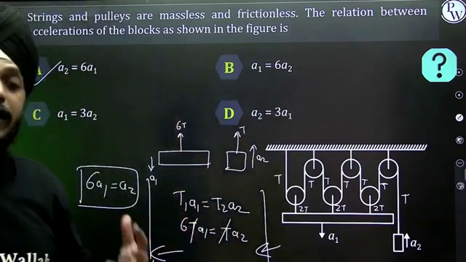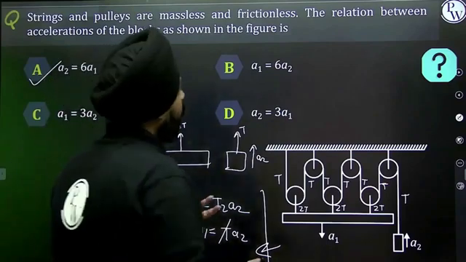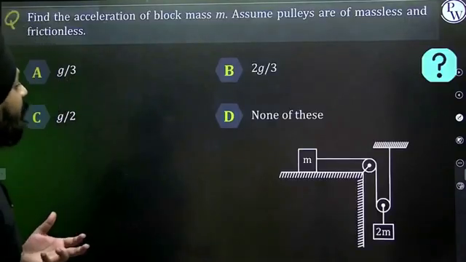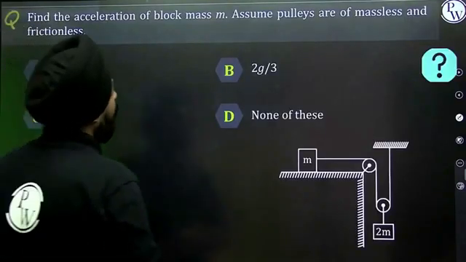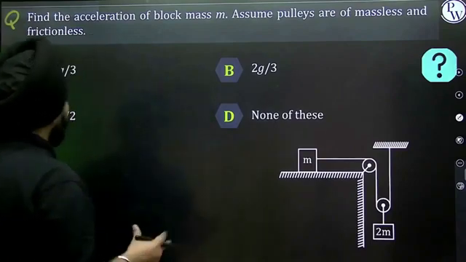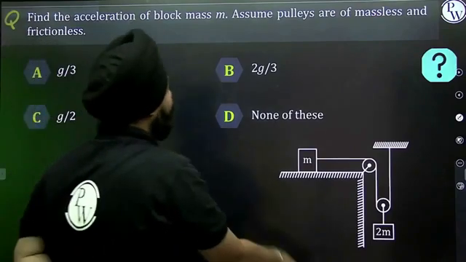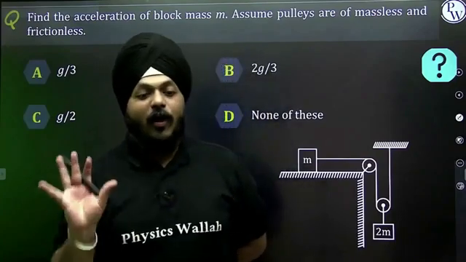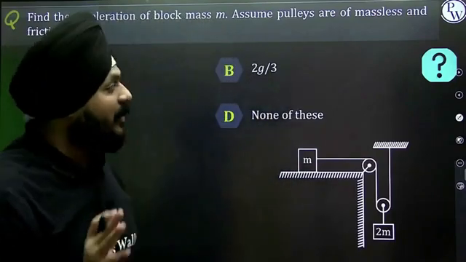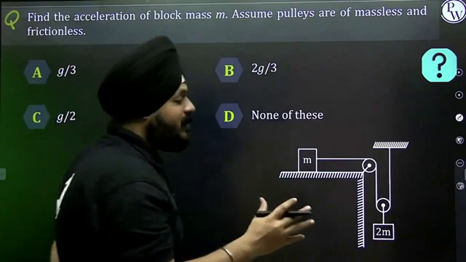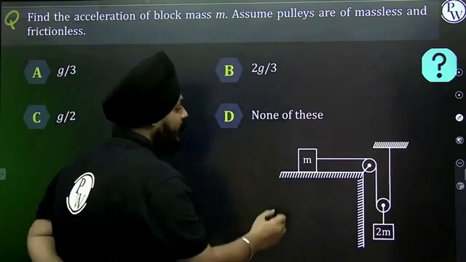This is how constraint relations are obtained, like this way. This we have seen, right? Now in this we need to calculate the acceleration. Till now we have seen how to obtain the constraint relation. See, first of all, let's obtain it.